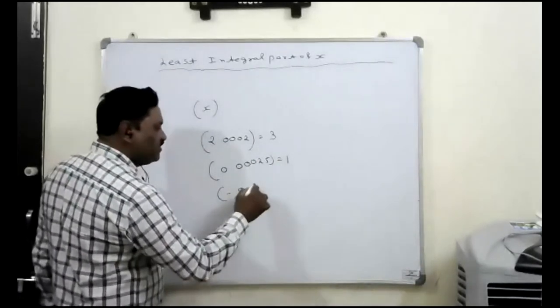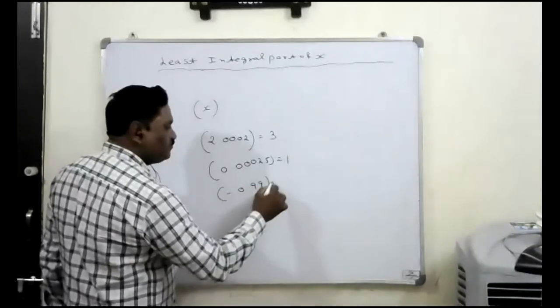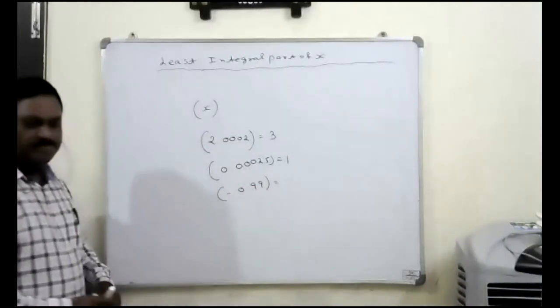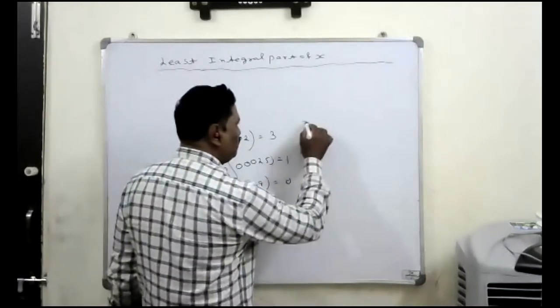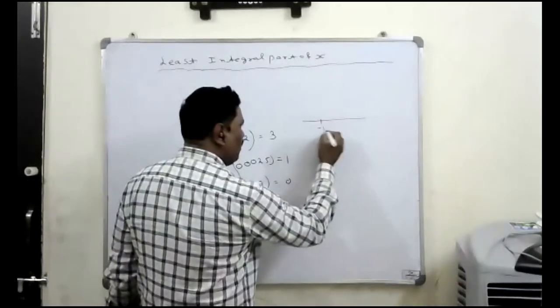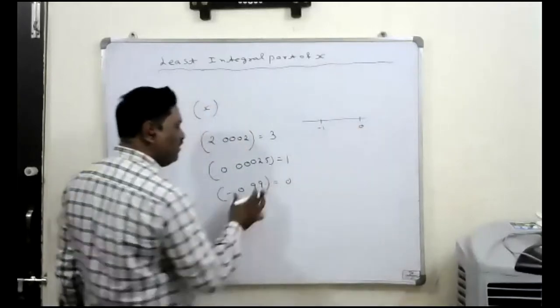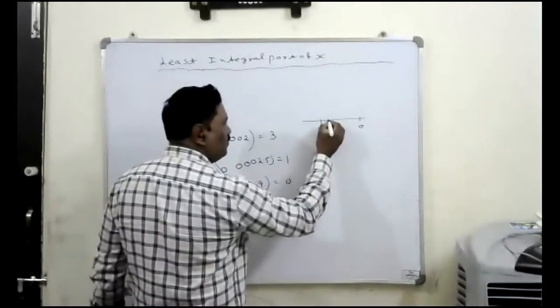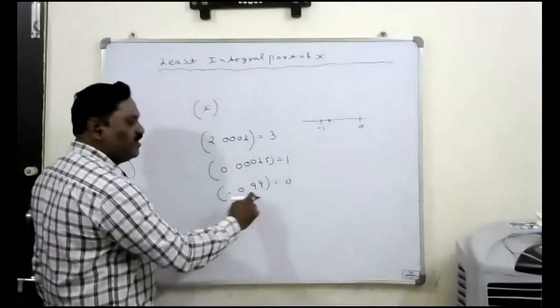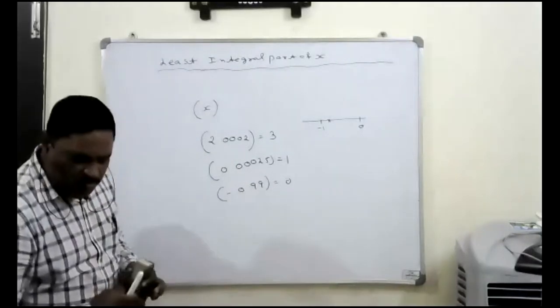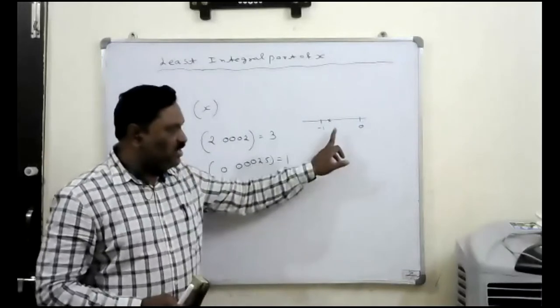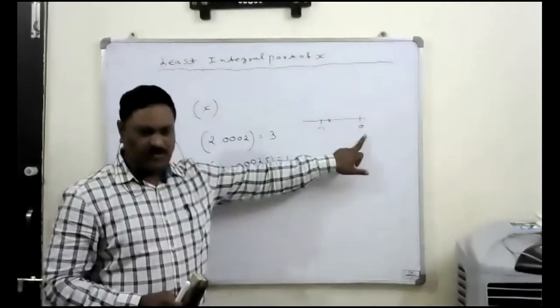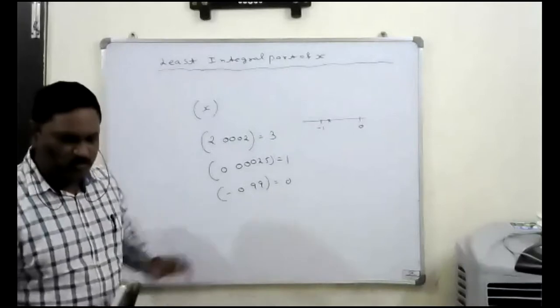What is the least integral part of minus 0.99? 0, because it is going to lie between -1 और 0 बीच में रहते हैं ना. Minus 0.99 बोले तो this value is going to lie in between -1 और 0. तो इसलिए इसका next integer क्या है? 0. That's why this is going to give the 0.